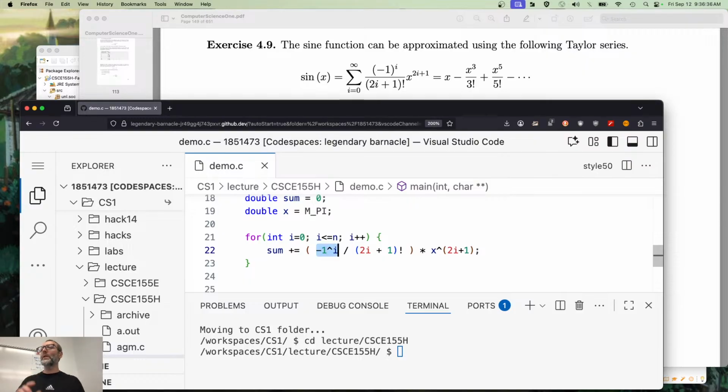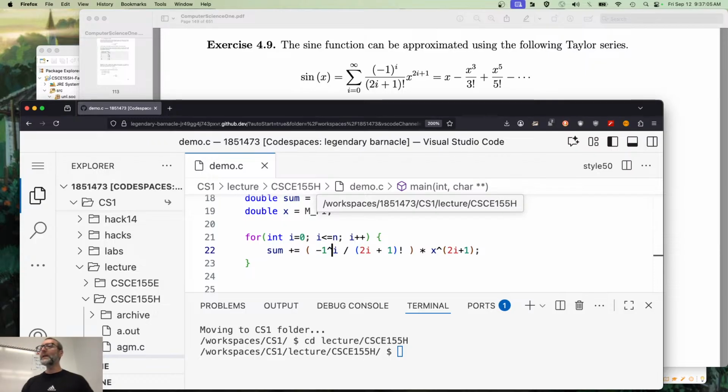Now, -1 raised to the i. Think about what happens here. i is going to be 0 at first, and so -1 raised to 0 is going to be 1. Then i is going to be 1, and -1 raised to 1 is going to be -1. Right? So in other words, it's oscillating between plus and minus, and that's what you see over here. It's plus x, and then minus, then plus, then minus. It's an alternating series is what those are called, right? Because it goes back and forth.